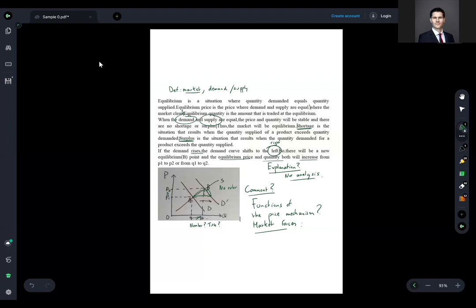Are we good? All right, let's move on. Are we ready to focus on sample 1? Sample 1. Okay, let me open it.